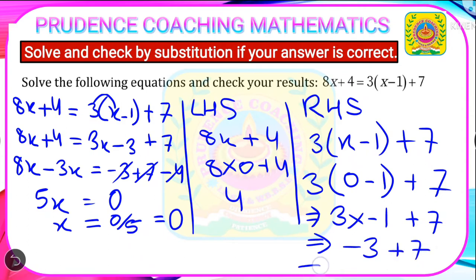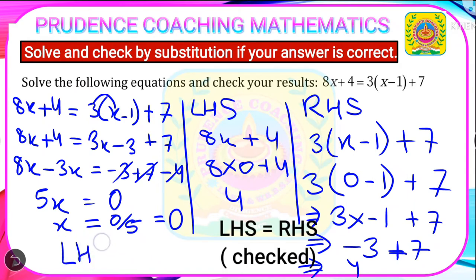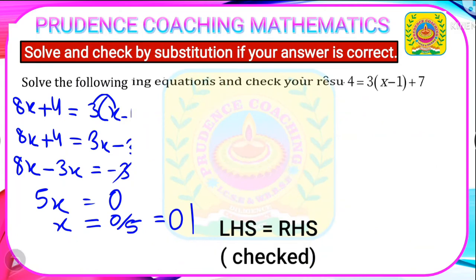As these two have different signs, plus and minus will give you subtraction. So 7 minus 3 will be 4, and we need to write the sign of the bigger one, that is plus. So here LHS equals RHS. So we will write LHS equals RHS, checked. Now let us move on to the next one.